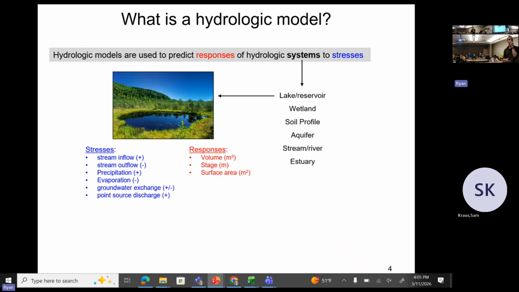and we want to figure out what is the response from those stresses. And so response could be, what's the volume of lake water? What's the stage, the surface area? All those can change when you have these stresses that are applied to the system.